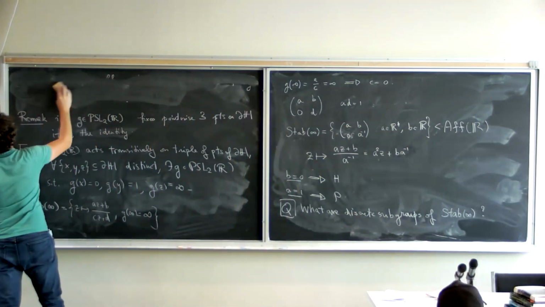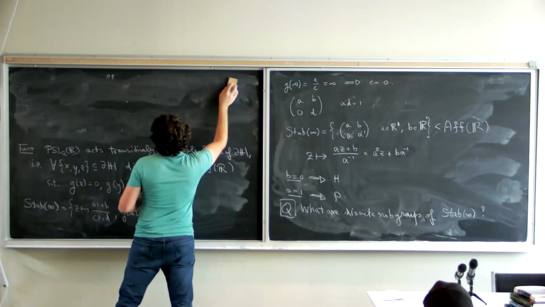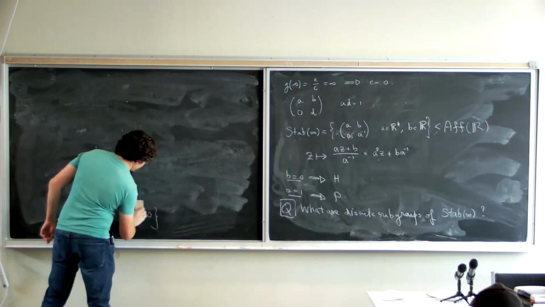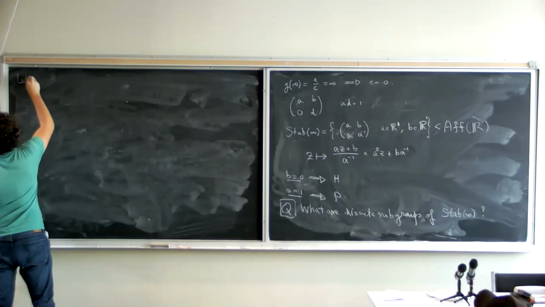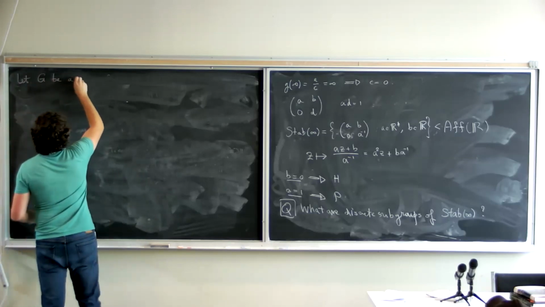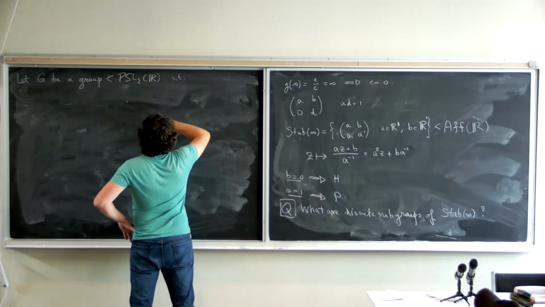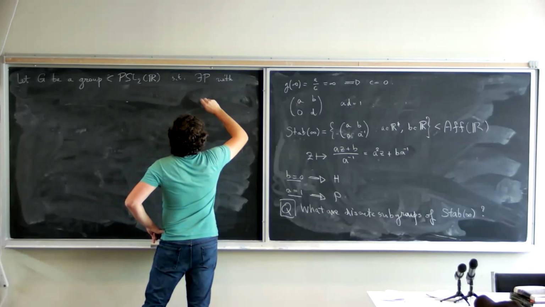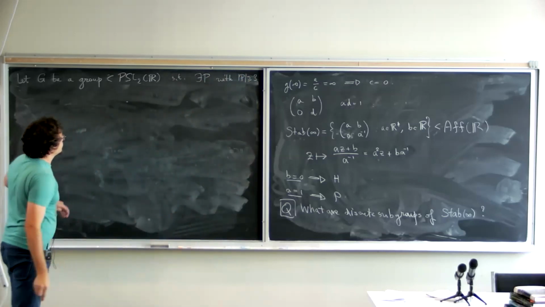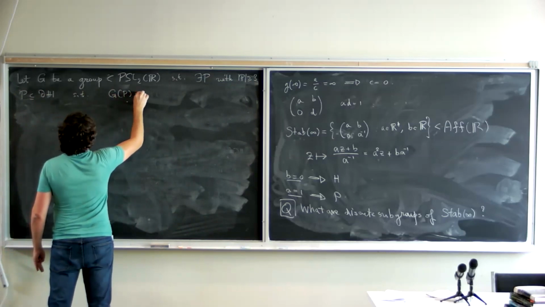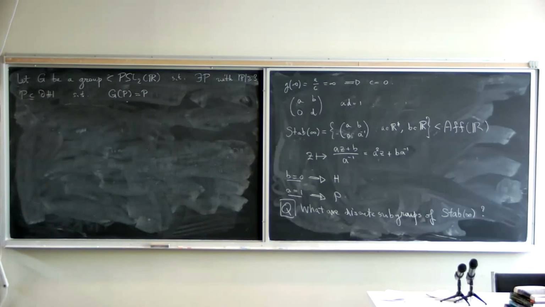Okay, so the point is, if a group fixes at least 3 points, let G be a group inside PSL2R such that there exists a set P, with cardinality of P bigger than 3, P inside the boundary, such that G of P equals P. Then what do we know about such a group? It's a group that as a set fixes more than 3 points.